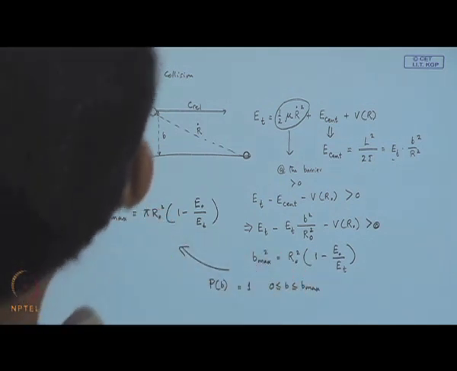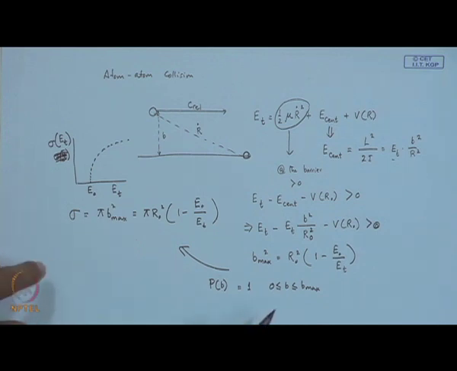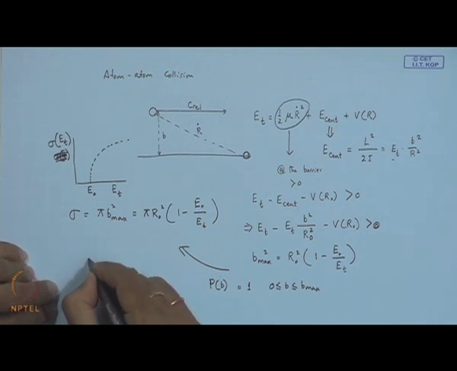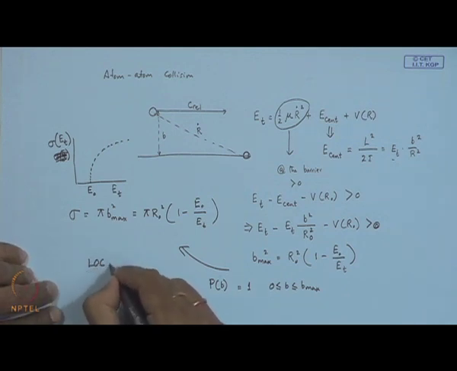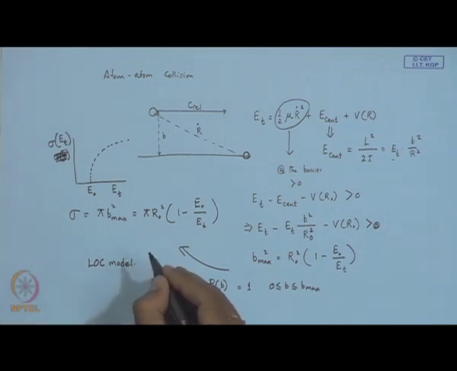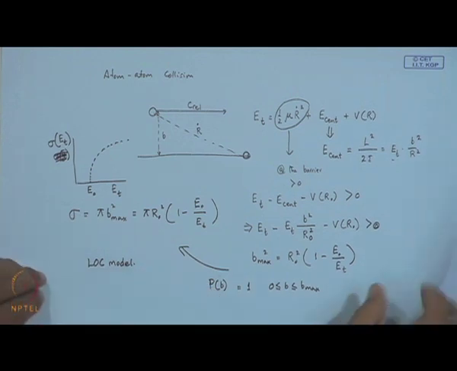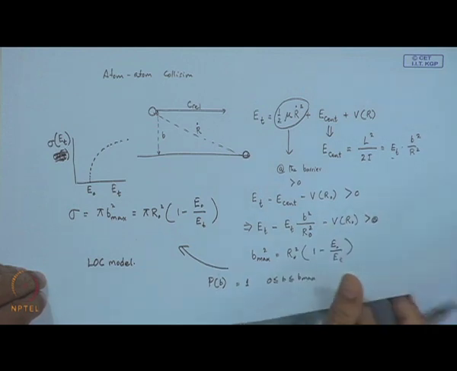Okay. So, this is your line of center model, the LOC model, for calculating the cross section. Okay. Next, this is with a barrier. Okay, so atom collision with a barrier.